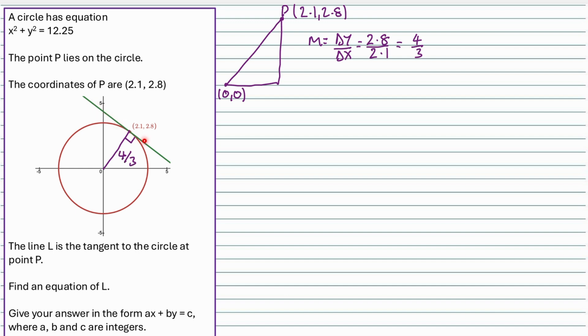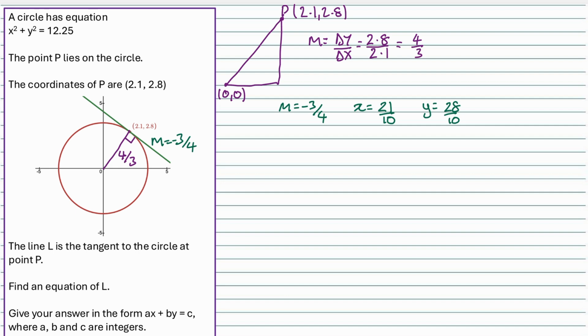And this tangent runs perpendicular to the radius. Its gradient will be the negative reciprocal. So this will be negative 3/4. We know the two gradients of perpendicular lines multiply to make -1. So for our tangent, m is negative 3/4. We know it passes through this point P, where x is 2.1, or 21/10, and y is 2.8, or 28/10.